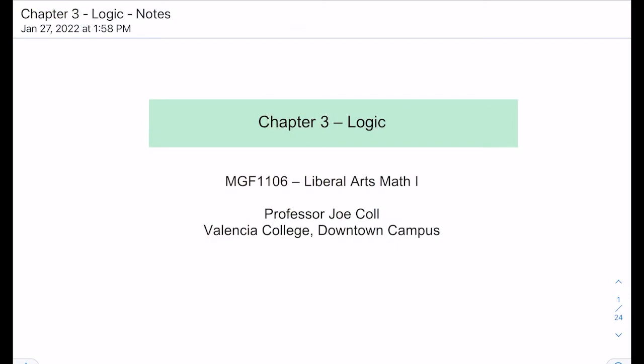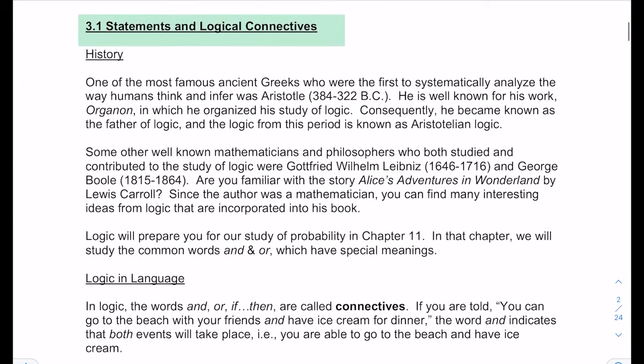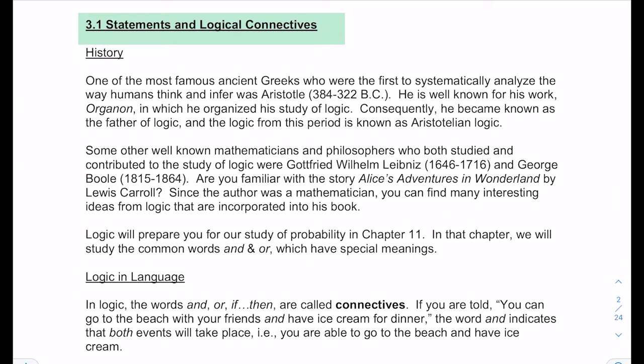Hi everyone. Today we're going to start our next chapter, which is chapter 3, and it's going to be on logic. So we're going to focus on a few words which we call connectives, and those words are and, or, and if-then statements. We're also going to look at if and only if.